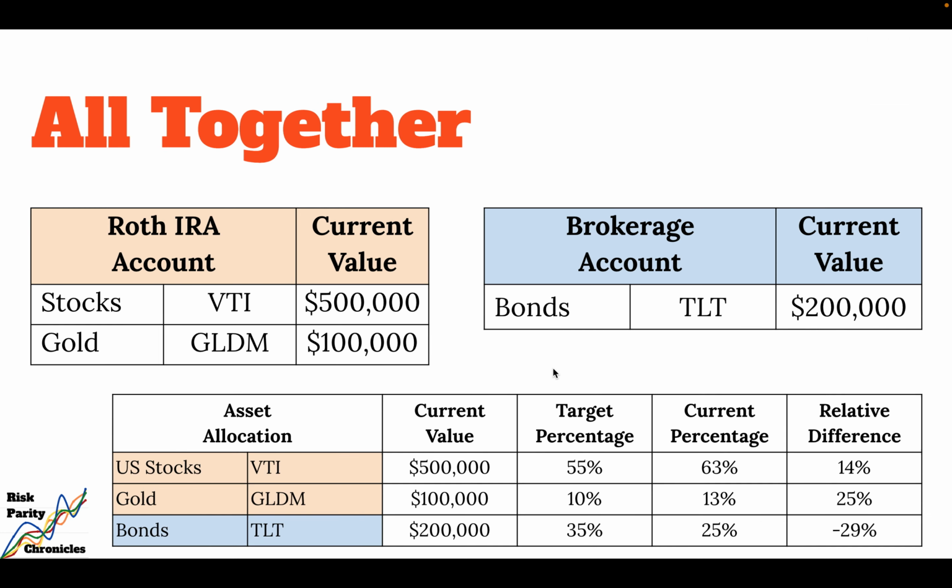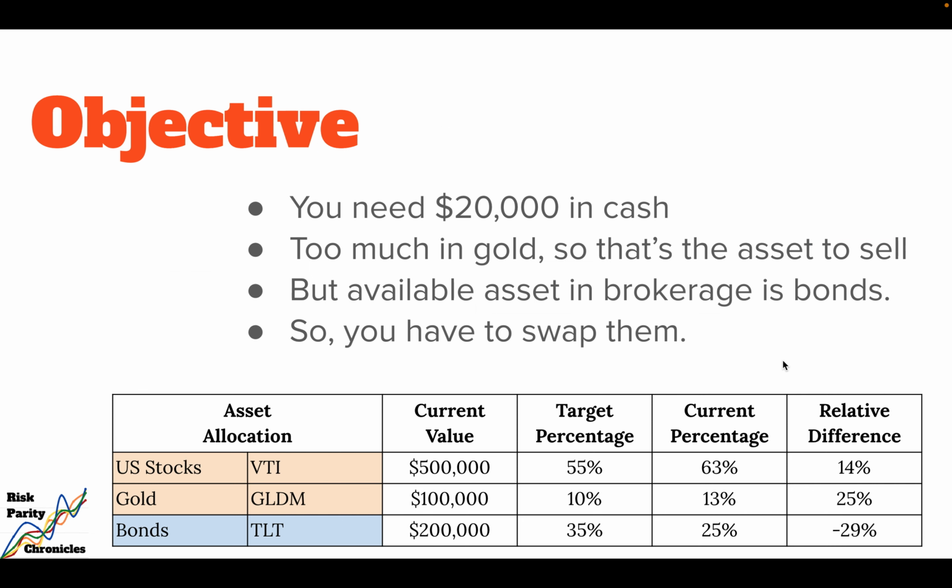So the way your portfolio looks together, you have here your target percentages, your current percentages and your relative difference. Gold has done the best. The numbers are a little different just because of the decimal places. You have too much of gold and you're really low on bonds. But here, your bonds are in the account that you can easily withdraw from. So here's what you do. Let's say you need $20,000 in cash. You have too much in gold, so that's the asset to sell. The available asset is bonds in your brokerage, so you're going to have to swap them.